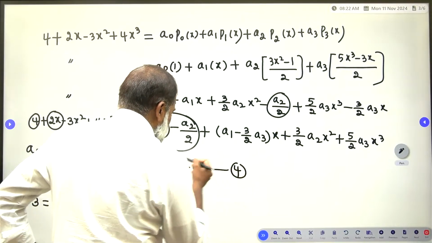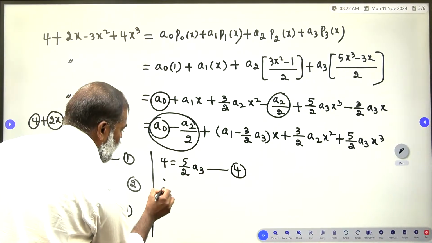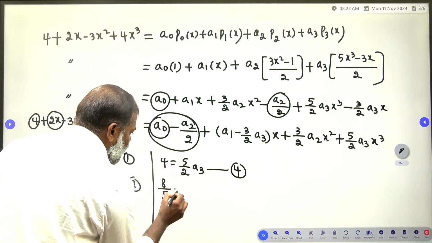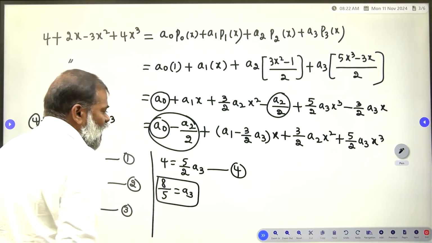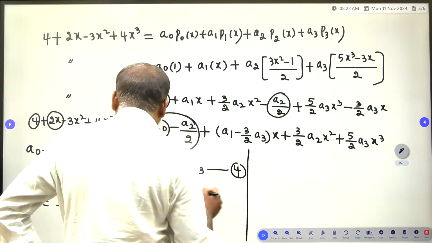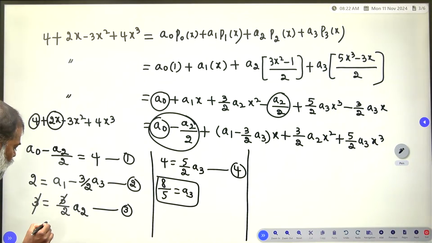Now from the fourth equation onwards we are taking. So 4 into 2, 8. 8 by 5 is equal to a3. How much are we getting for a3? 8 by 5. So based on a2, 3 and 3 get cancelled. Therefore a2 is equal to 2.